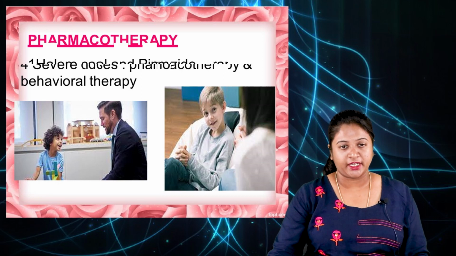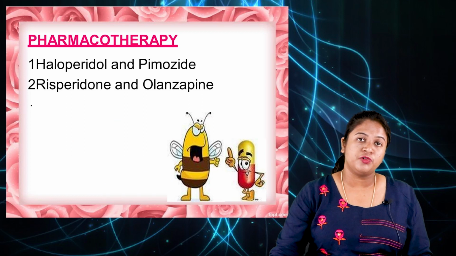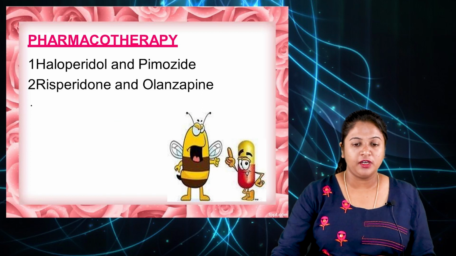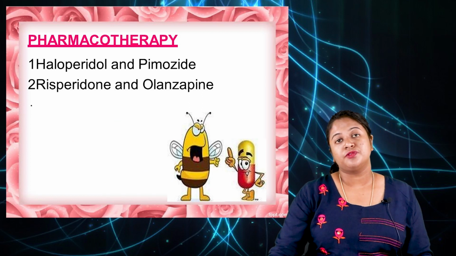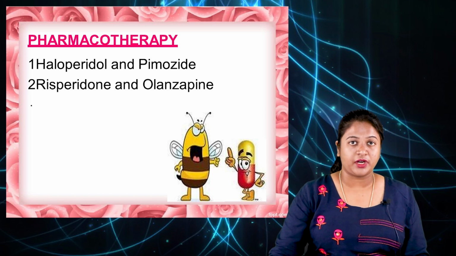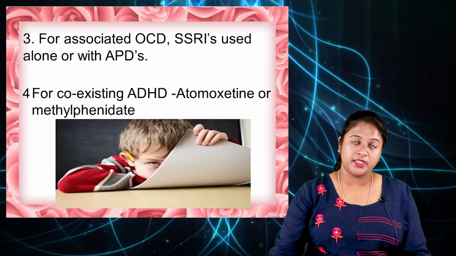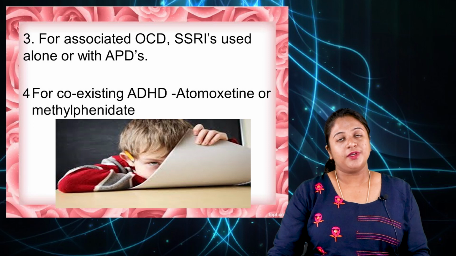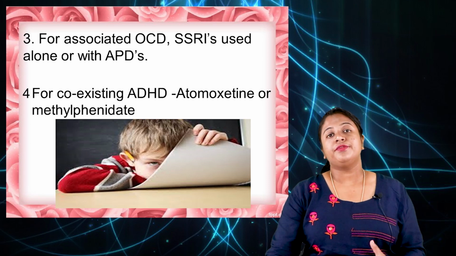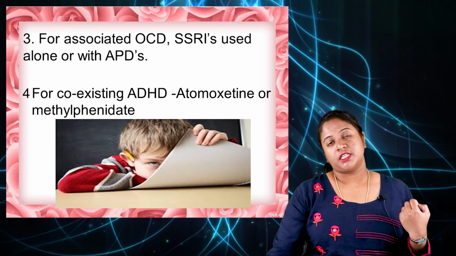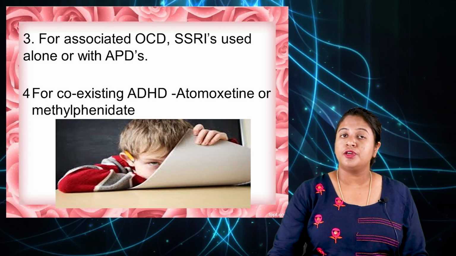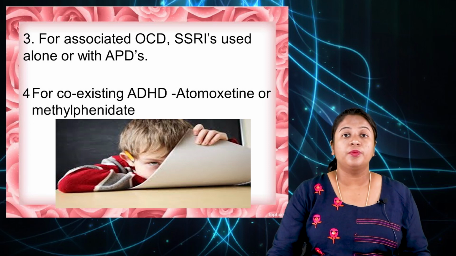If it is a severe form of the condition, then we can use the psychopharmacological agents as well as the behavioral modification technique. If you take the psychopharmacology, most commonly used drugs are haloperidol, pimozide, as well as we use the risperidone or olanzapine group of drugs. Several studies also found that the drug clonidine can also be very effectively used in case of the Tourette's disorder. If the condition is associated with the OCD, then you can also give the SSRI group of drugs. If the child is having associated ADHD condition, then you can also administer methylphenidate group of drugs.